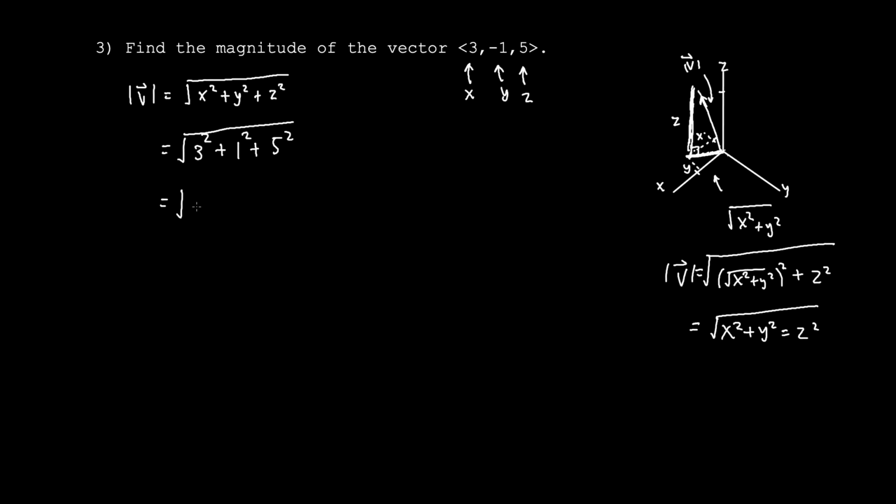3 squared is 9, so we write it here, plus 1 squared, which is 1, plus 5 squared, which is 25. 9 plus 1 is 10, so we're left with 10 plus 25 inside the square root. And 10 plus 25 is 35. So the magnitude of the vector v is the square root of 35.